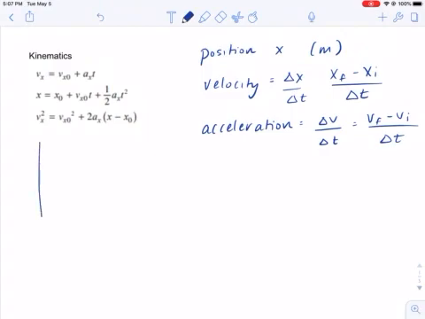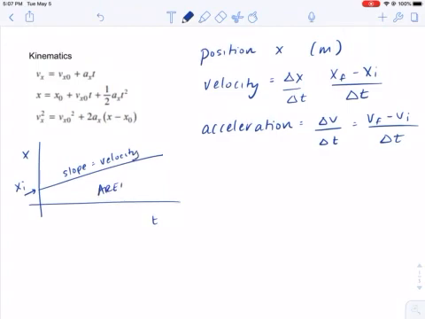Let's remember that if I have a position time graph, the initial position is the y-intercept and the slope is the velocity. And the area means nothing.